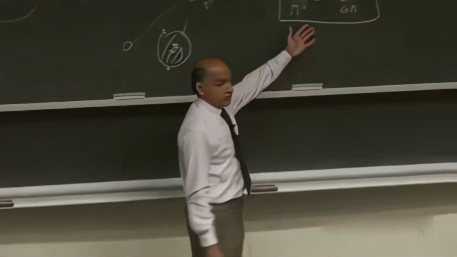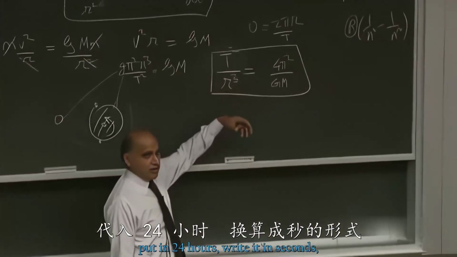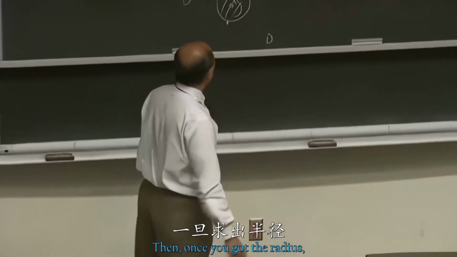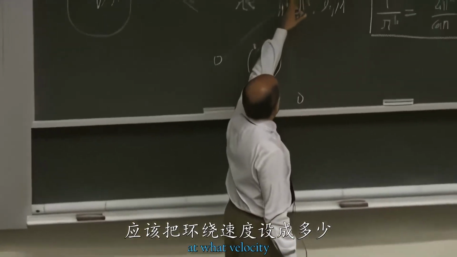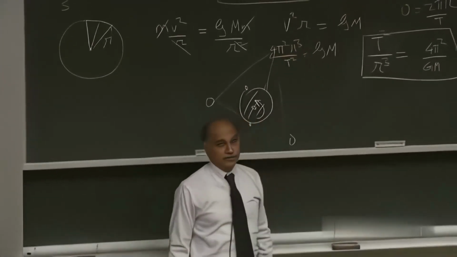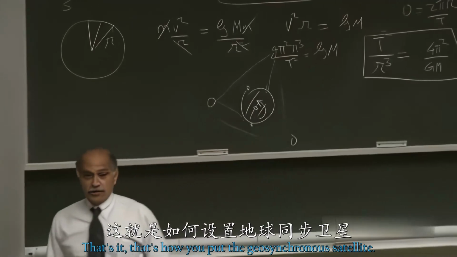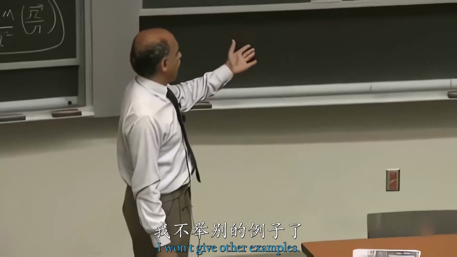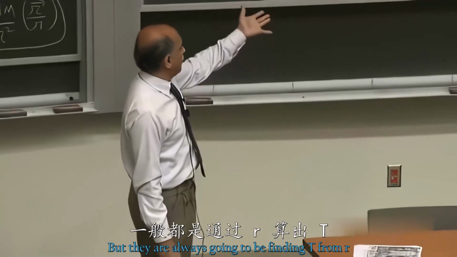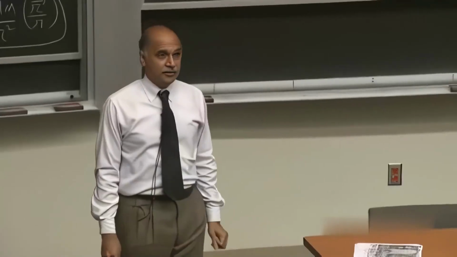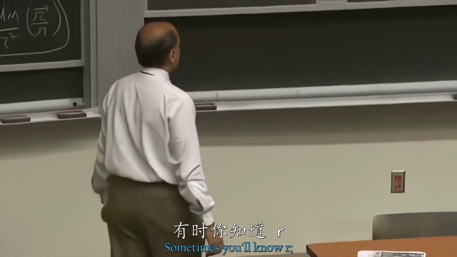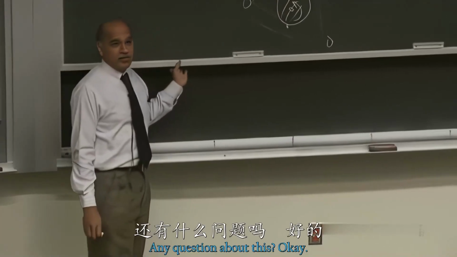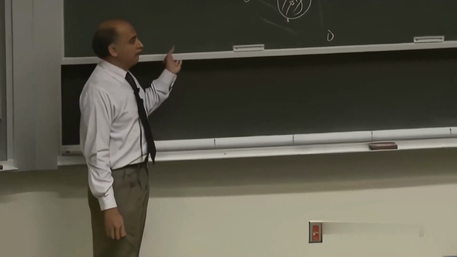You go to this formula. Put in 24 hours, write it in seconds, you will get the radius. And once you got the radius, this equation will tell you at what velocity they should be put into orbit. That's it. That's how you put the geosynchronous satellite. That's a simple example of applying the formula. I won't give other examples, but they're always going to be finding t from r or finding r from t. Sometimes you will know r, sometimes you will know t. Any question about this? Okay.